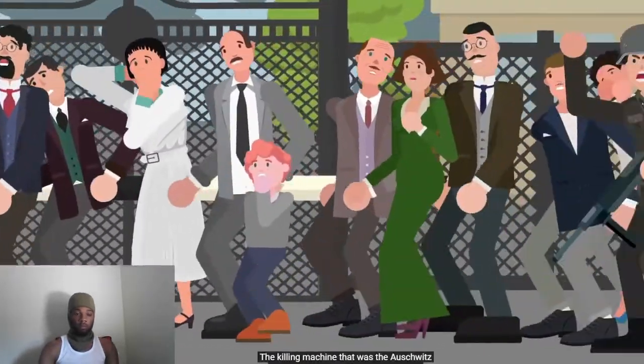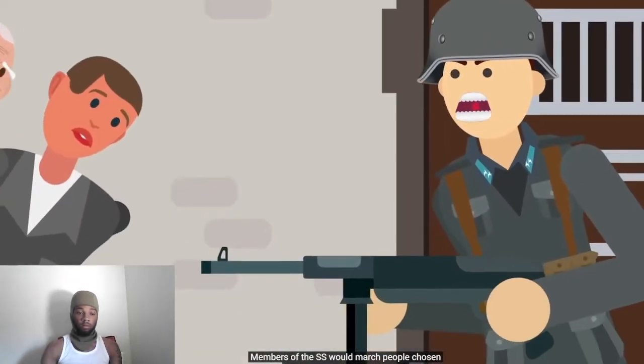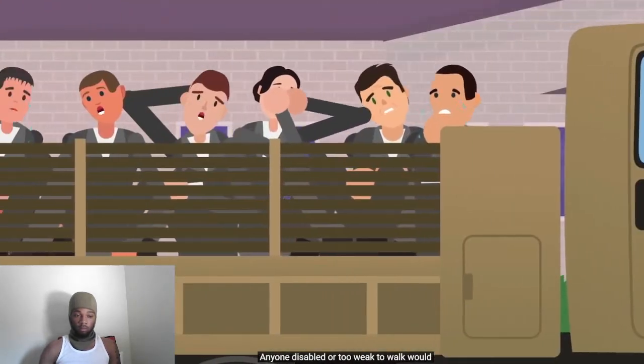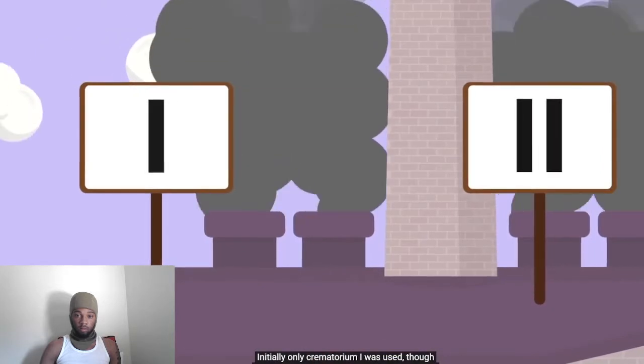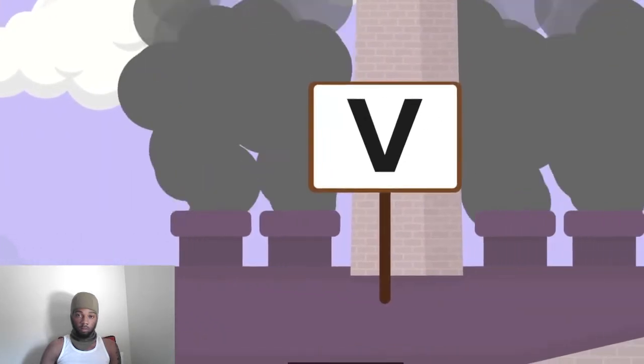The killing machine that was the Auschwitz death camp worked frighteningly well. Members of the SS would march people chosen for death to the gas chambers. Anyone disabled or too weak to walk would be transported in trucks. Initially, only Crematorium 1 was used, though by 1943, captured people were being escorted to Crematoria 2, 3, 4, and 5.